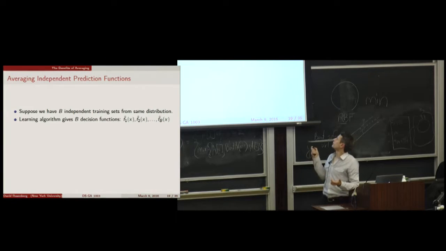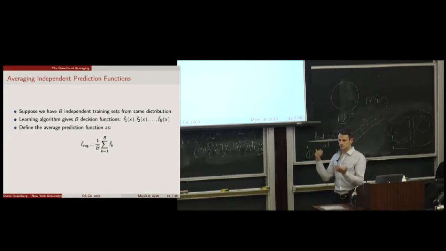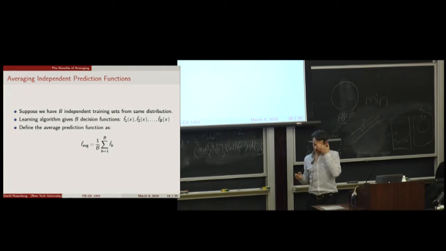Yeah, I would want to average these F hats. Right? So the average prediction function in a regression setting would be just take the average of the F hats that we got from each of these individual sets. And then you'd expect the variance of F hat to be less than the variance of a single prediction function.